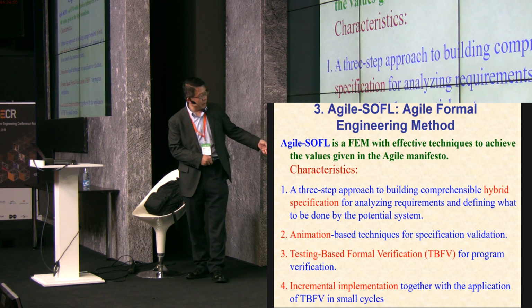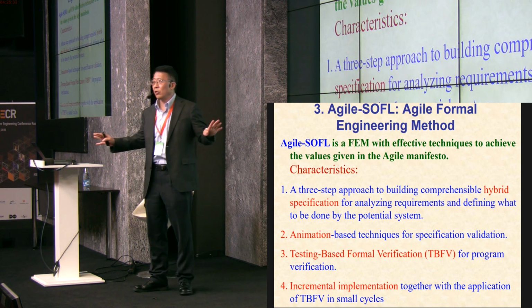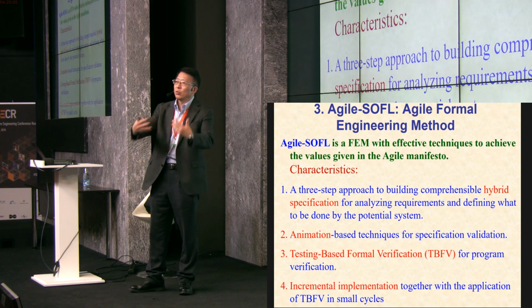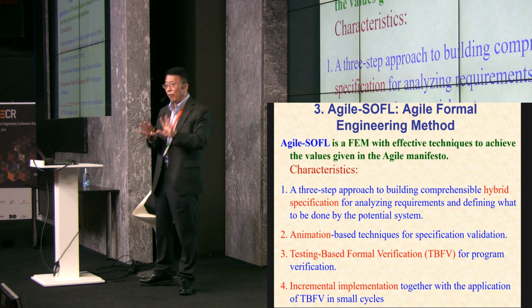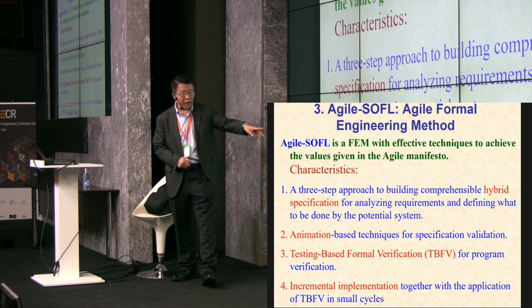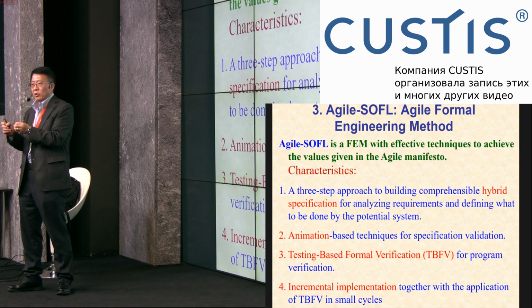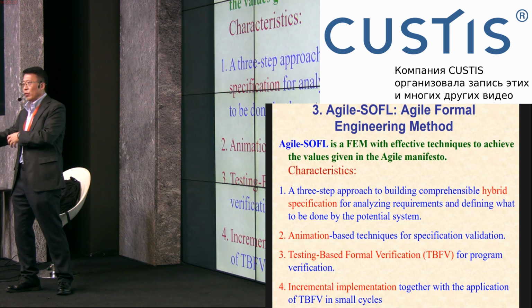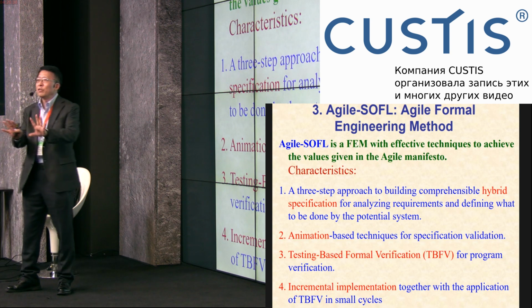Another technique we use is animation-based techniques for specification validation. After you take a long time to write your specification, you need to make sure the specification accurately and rather completely reflects the customer's requirements before you undertake the implementation step. So here, I understand the reason the Agile approach tries to propose working software. But the effect of working software is not necessarily only achieved by coding. You can achieve it by other means.